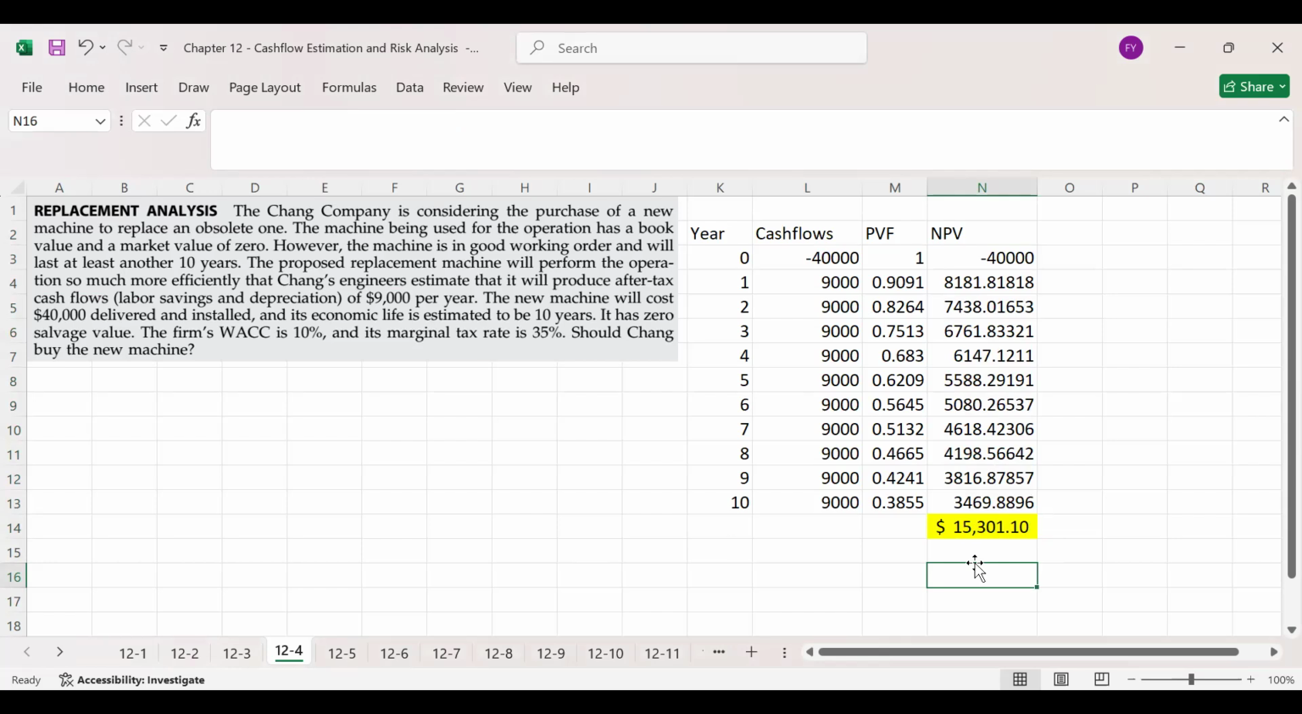gets $15,301 benefit. So that's it from this replacement analysis. The decision to buy a new machine or not depends on NPV, and hence if the NPV is positive, then the company should go for buying this machine.